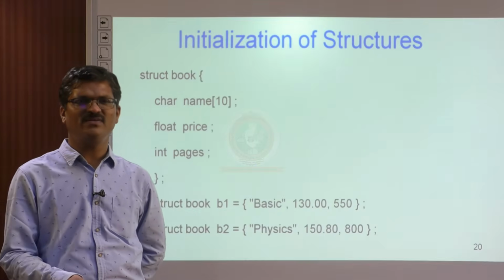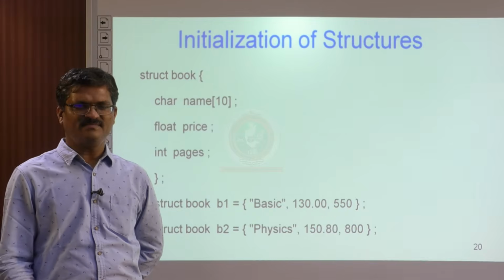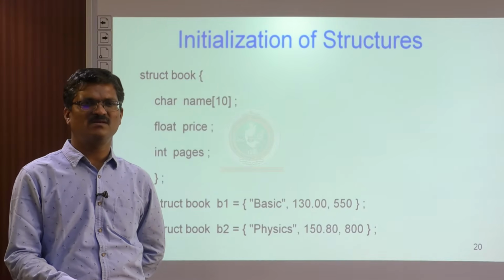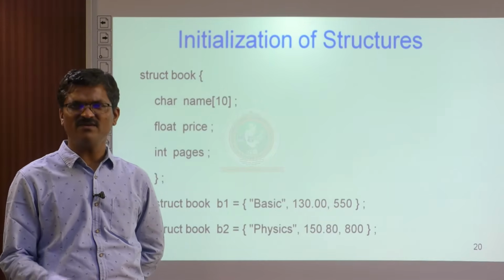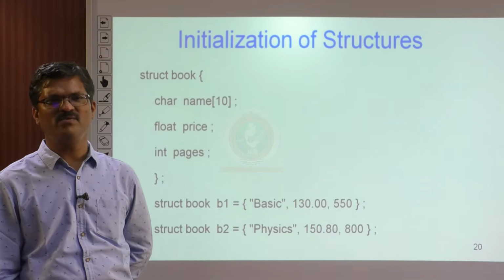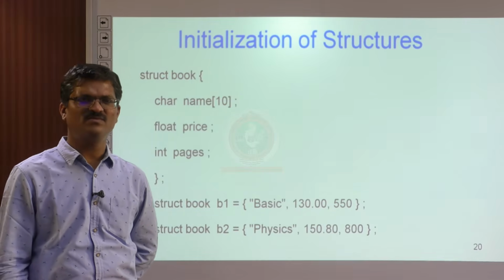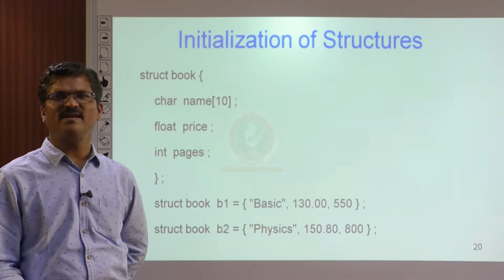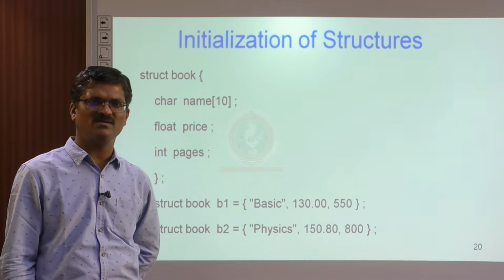This is one way of initialization. You can see here we are defining one structure book, where we are creating the instances of this structure, B1 and B2, which are the instances or the objects of struct book. So, this structure holds the members name, price and pages associated with a particular book variable.